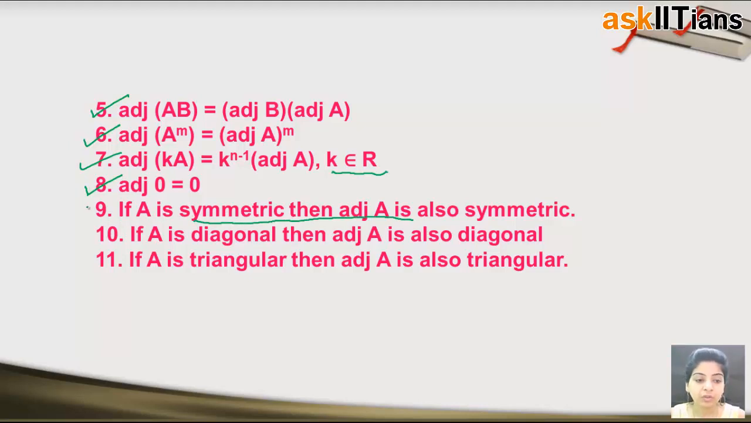And then we have, if A is symmetric, then adjoint A is also symmetric. Do remember these properties also. These can also prove useful. If we have a symmetric matrix A, then adjoint of A will also come out to be symmetric. Symmetric, if you remember, we have already discussed, is when A equals A transpose, then that matrix is said to be symmetric. Again, if A is diagonal, then adjoint A is also diagonal. If A is triangular, then adjoint A will also come out to be triangular.